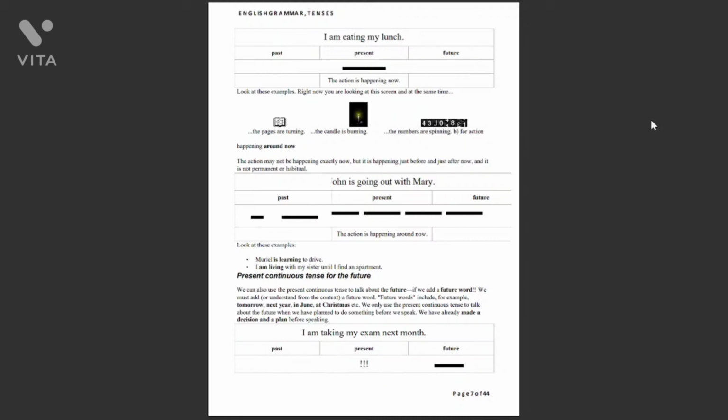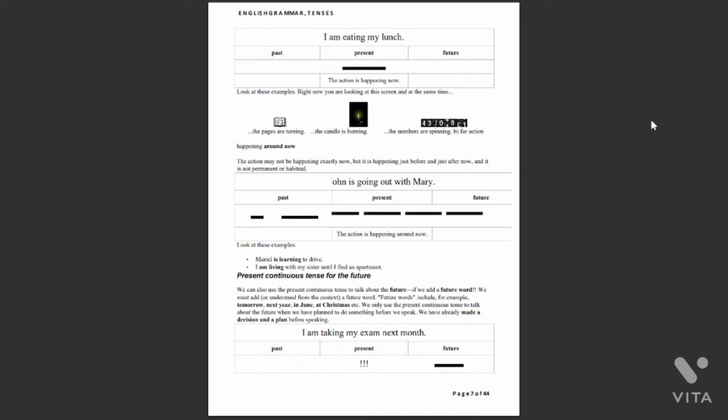So John is going out with Mary. This action is happening around now. So look at the examples. Murali is learning to drive. I am living with my sister until I find an apartment. So this is happening not exactly now, but it is happening sometime later or before, like that.